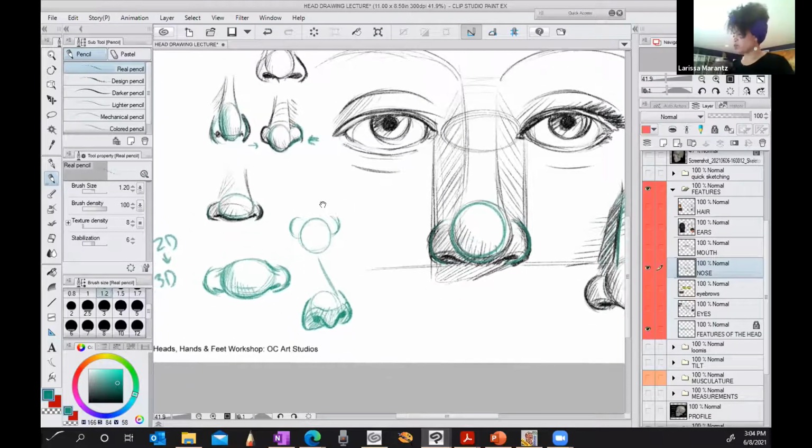So in terms of drawing realistic noses, think of the form, and look for these forms in the photo references you're looking at. And when you draw them, try to draw them with the form first as much as you can.